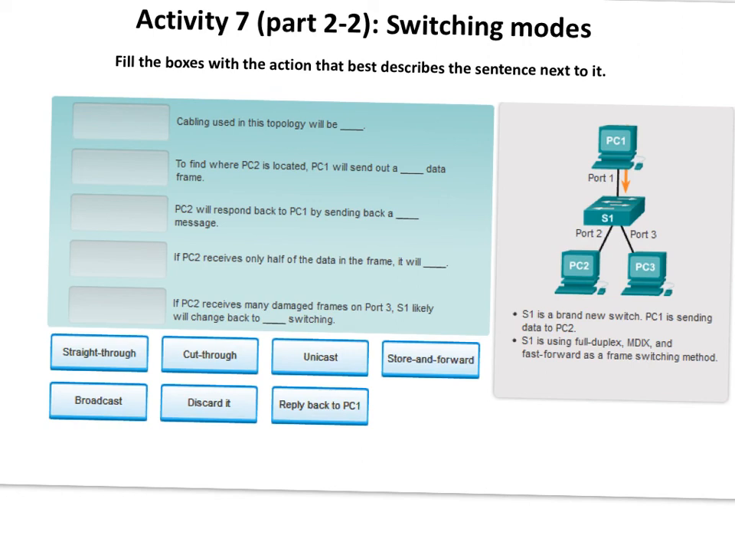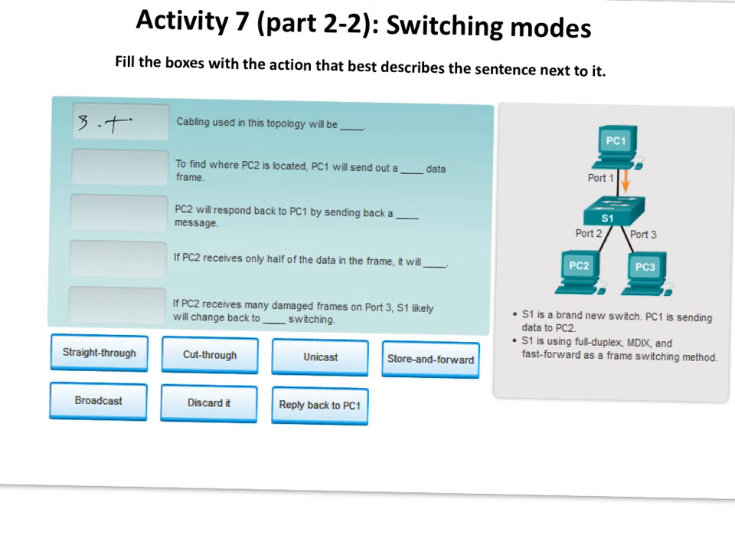Let's see. First, the cabling. This is clear. The cabling is straight through. That's clear. To find where PC2 is located, broadcast. Well, I didn't tell you whether PC1 now... Does that mean that PC1 doesn't know the MAC address of PC2? Or it does, but it's just that the switch doesn't know the MAC address. The wording here is not 100% clear.